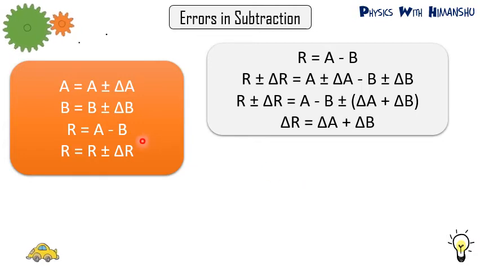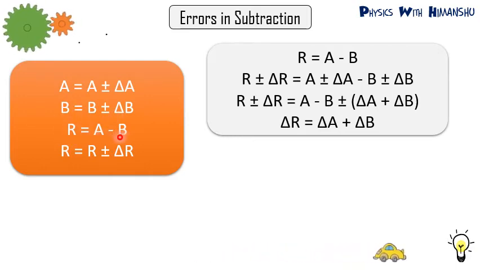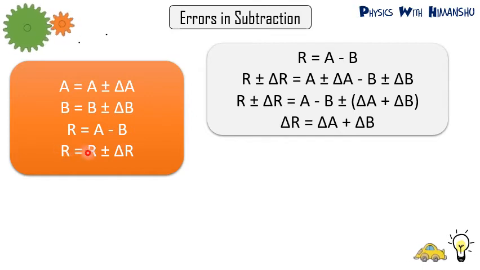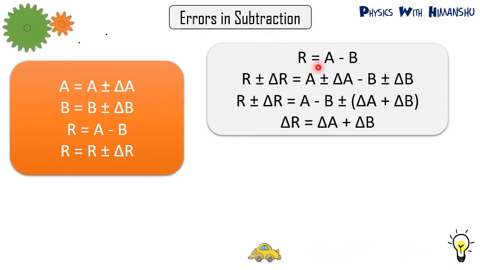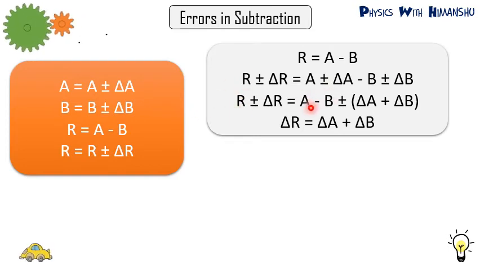Similarly, we have error in subtraction. Suppose A is basically A plus minus del A, B is B plus minus del B, and R is a quantity which depends on A and B as R equal to A minus B. So R will be equal to R plus minus del R, where R is the value of R, del R is the error in R. So putting all the values in this equation, R plus minus del R will be A plus minus del A minus B plus minus del B. So R will be equal to A minus B, so R will get cancelled out from A minus B, and del R will be equal to del A plus del B.